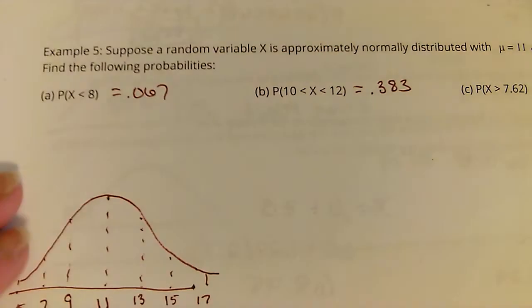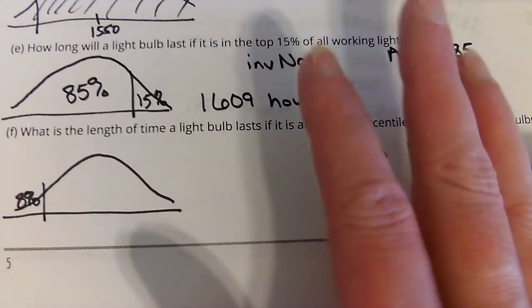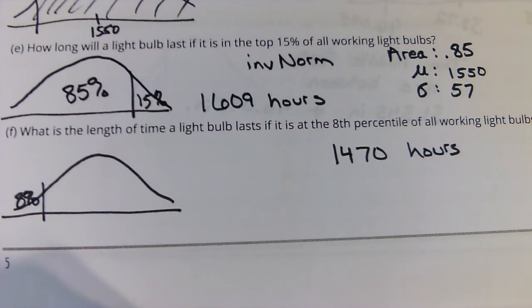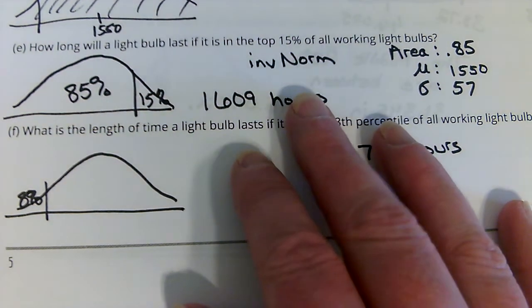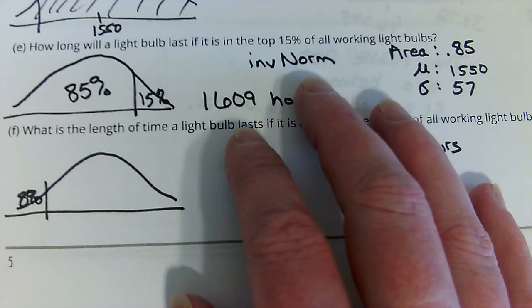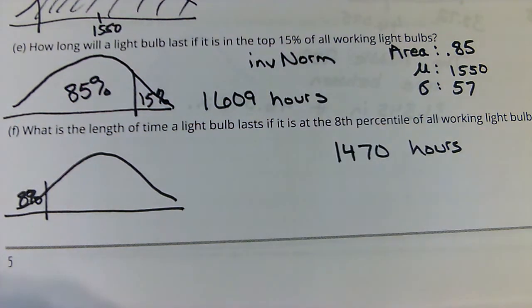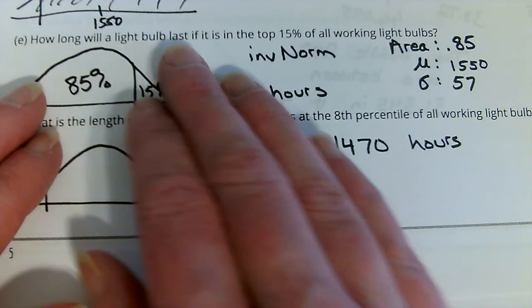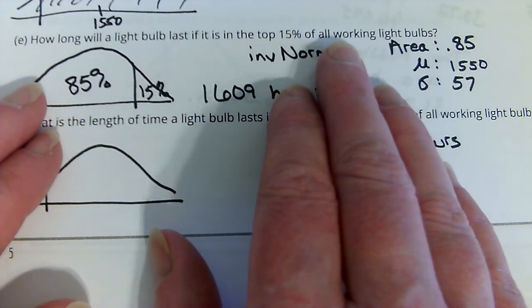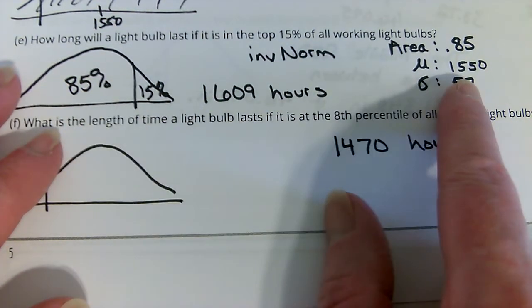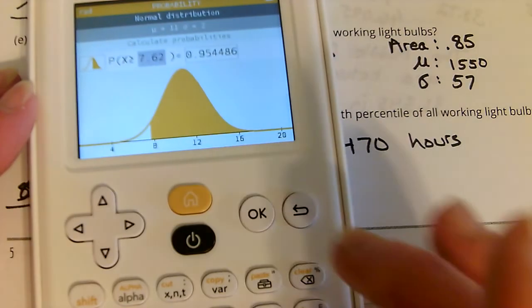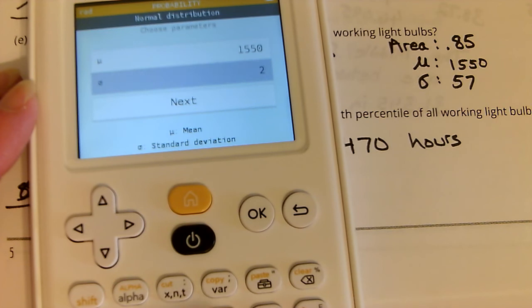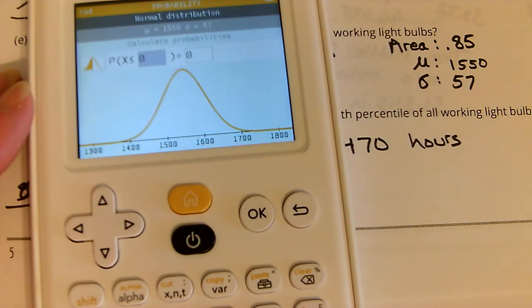0.954. Now, the other thing I want to show you, and I apologize for flipping through the pages, is when we're looking for a value. And that was inverse norm on the TI. So here we are trying to find how long a bulb will last if it is in the top 15%. So let's see, I want to change the mean. The mean on this problem was 1550 and the standard deviation was 57.